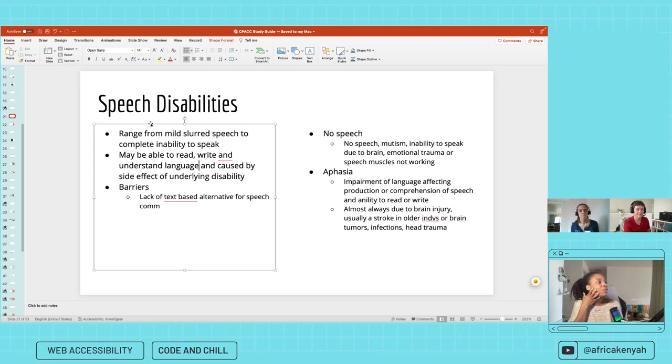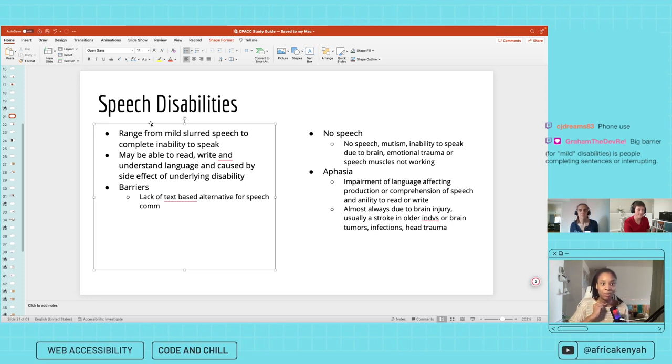It ranges from mild slurred speech to complete inability to speak. A person may be able to read, write, and understand language, and it's caused by a side effect of an underlying disability. So what do you all think are some barriers that speech disabilities could have? If you have no speech output because of physical reasons, or something else going on that causes speech to be something you cannot do.